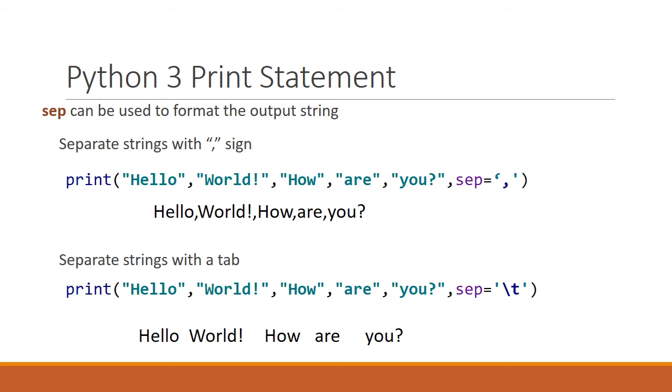In the second example, we want them separated by a tab. You use \t to represent the non-printable character tab. So when we have hello world, how are you? And we want them separated by \t, you can see that the output when the print statement is executed is displaying each of the literals separated by a tab.